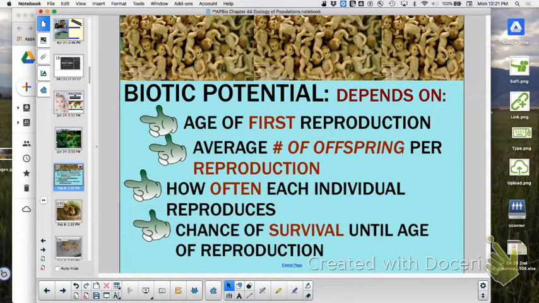Okay, yeah. So when you start reproducing, how many offspring you have, how often you're going to repeat that process, and are you going to survive until age of reproduction? Those 4 factors are going to influence your biotic potential.